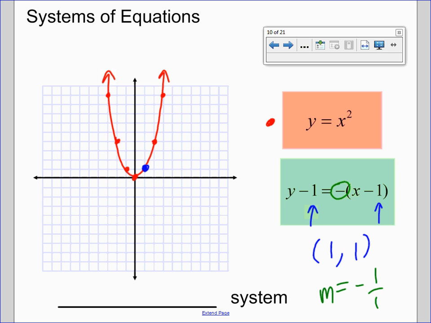So from this point, I can count down 1 over 1, down 1 over 1, down 1 over 1. I can even count backwards so long as I go backwards and then up, back and up, back and up, and so on and so forth. After I get several points, I'm ready to go ahead and connect them, and I'll make a green line for that second green equation.